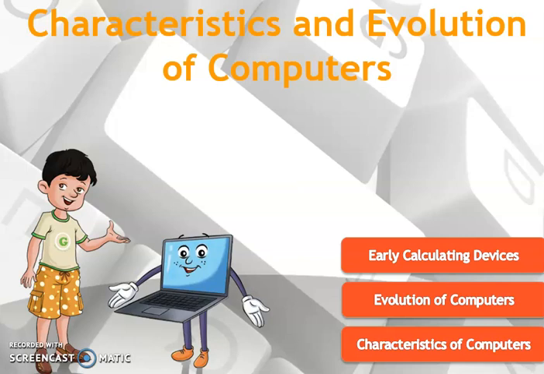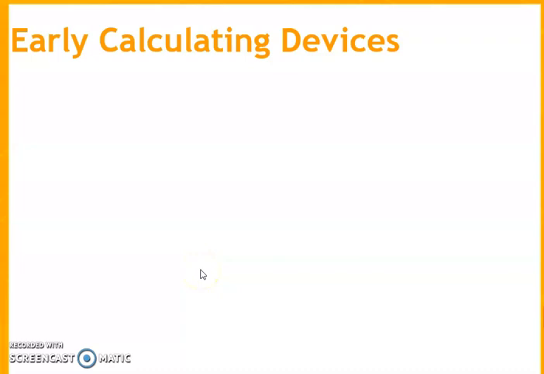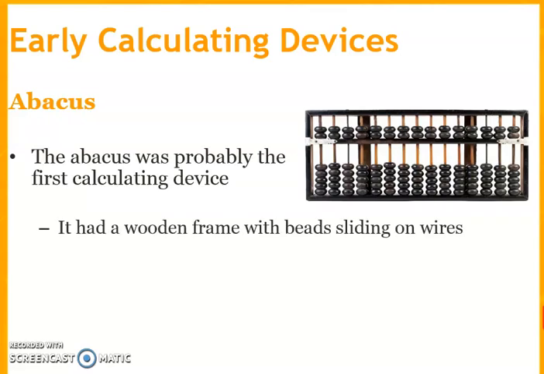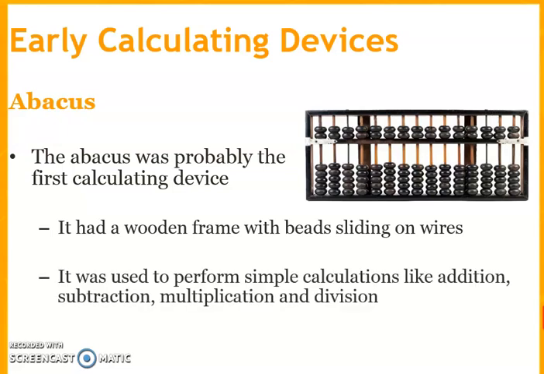Now, discussing early calculating devices. Those devices are also called our first computers, the base of the computer. The first early calculating device is the abacus. The abacus was probably the first calculating device. It has beads sliding on wires.